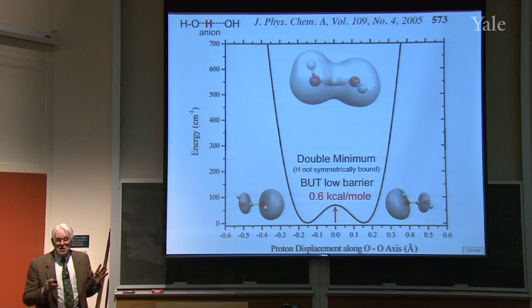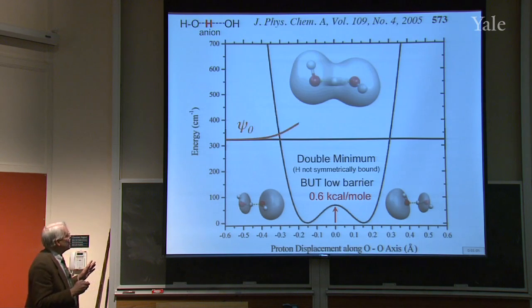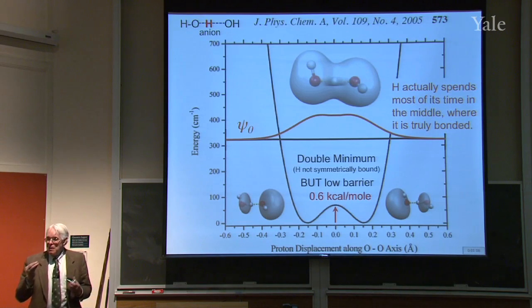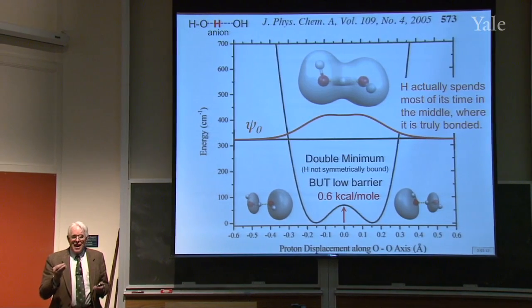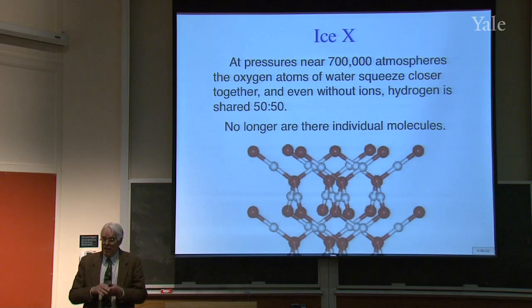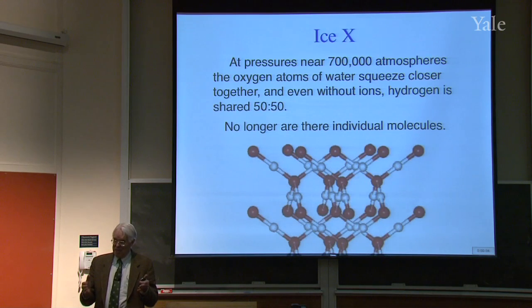So if you look at the lowest energy vibrational wave function, it looks like that. So even though it's a double minimum, the hydrogen spends most of its time in the middle. And of course, the reason it can spend most of its time in the middle is because there is some bonding that lowers its energy there. So there can be hydrogen bonding.